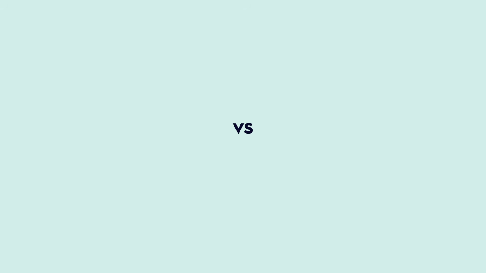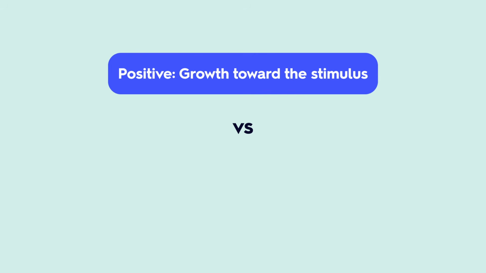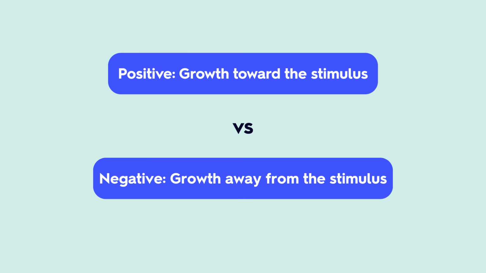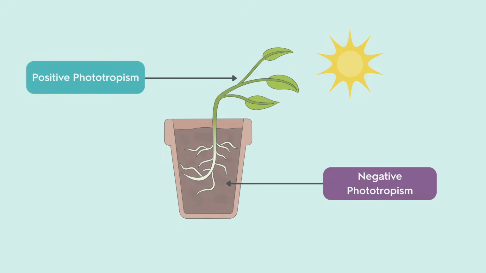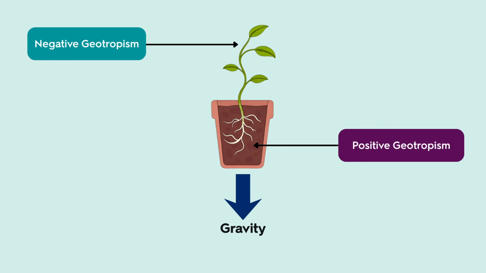One last step. Positive tropism means growth toward the stimulus, and negative tropism means growth away from it. Shoots usually show positive phototropism. Roots often show negative phototropism. Roots show positive geotropism, while shoots show negative geotropism.